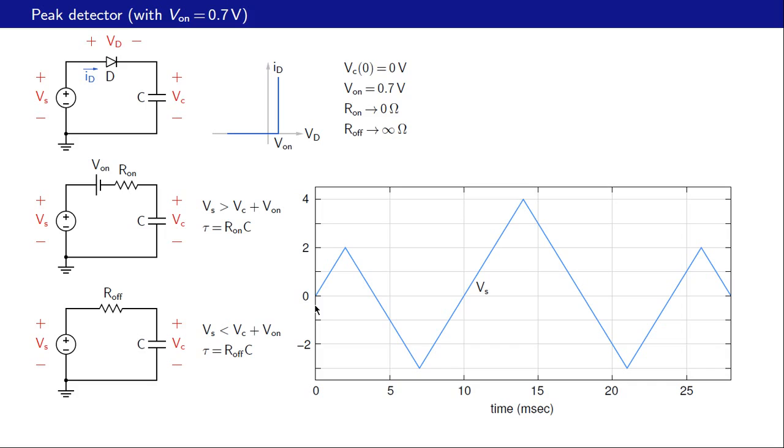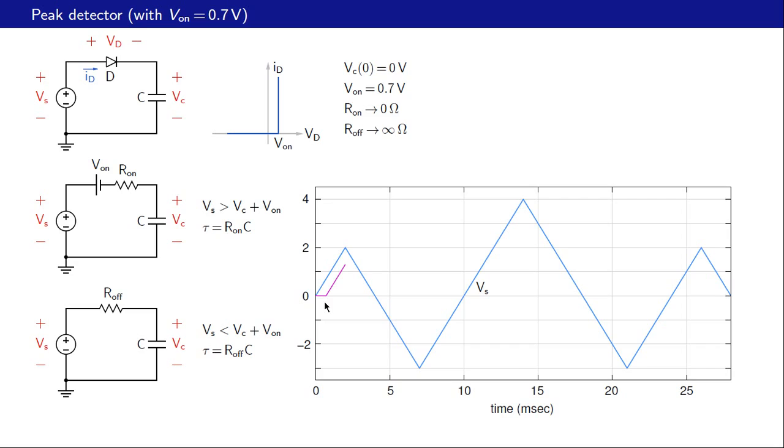Let us start at t equal to 0. We have the capacitor voltage equal to 0 and the input voltage also equal to 0. And now the input voltage starts rising. But unless the input voltage becomes equal to 0.7 volts, the diode cannot conduct, and therefore the capacitor voltage remains at 0 volts. So let us see that part of the plot there. So that is this part here.